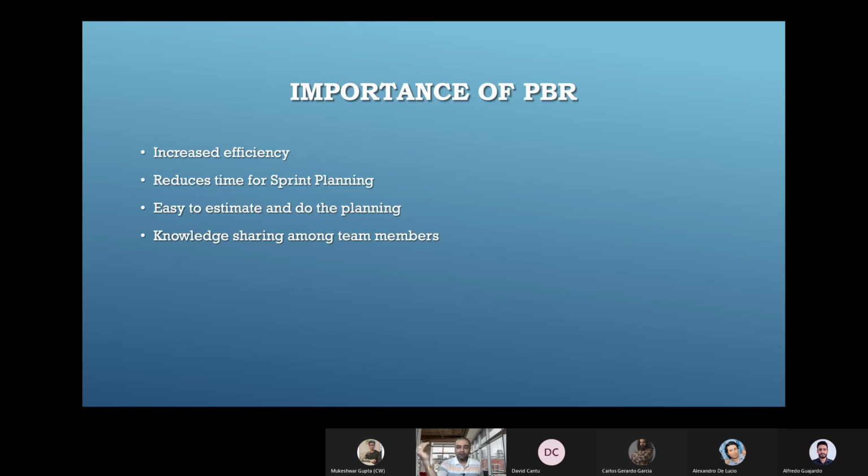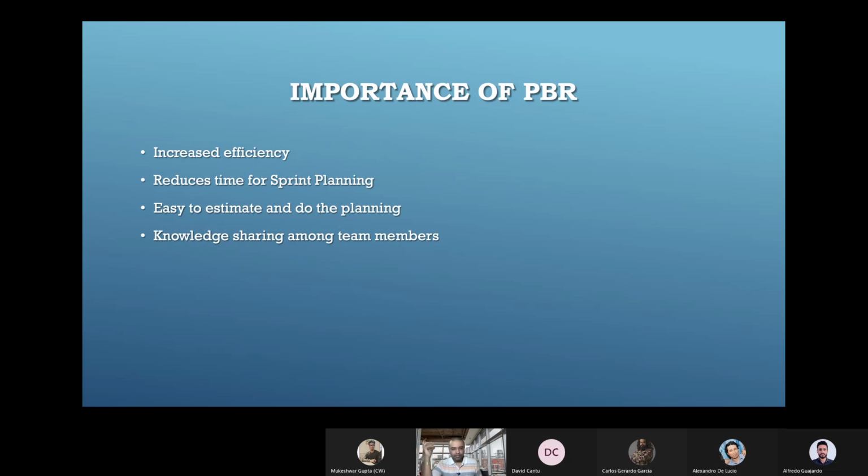We need not wait for many other calls, or else we'll be having several follow-up calls, or discovery or grooming calls. So if we do it regularly, then we are going to increase efficiency. Or consider how the efficiency can be hampered if product backlog grooming is not done properly.